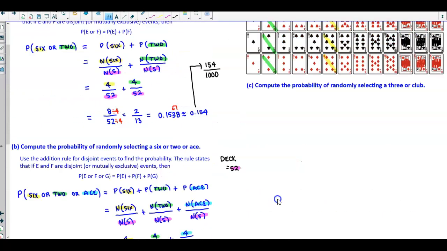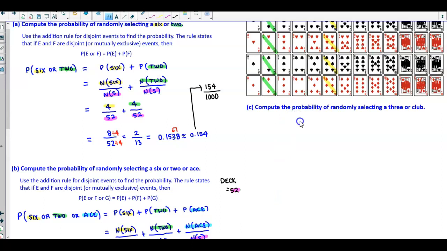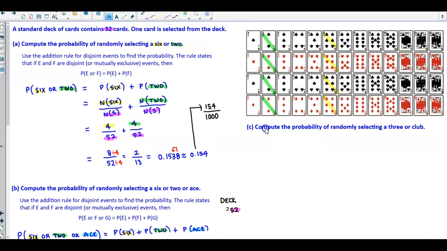Okay, now let's take a look at part C. So if we look at part C, here's part C to the right here. It says compute the probability of randomly selecting a 3 or a club. Now the difference between this one is that you can get a card that is a 3 and a club. So this is no longer disjoint or mutually exclusive.